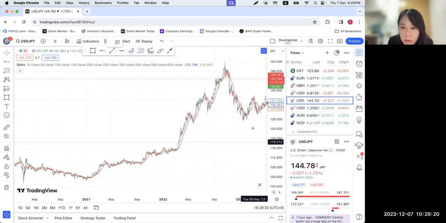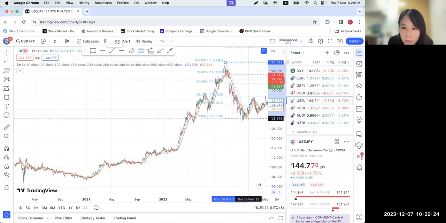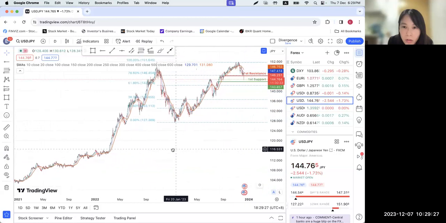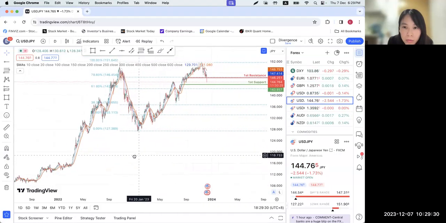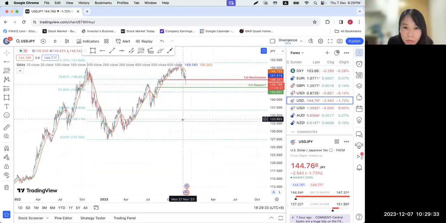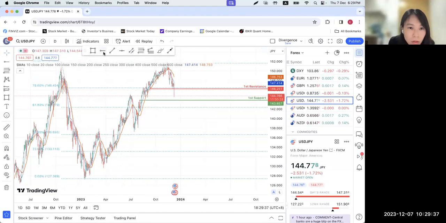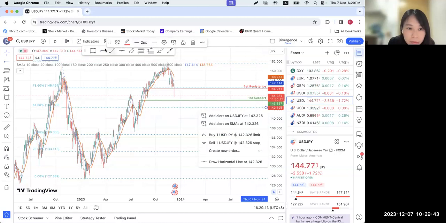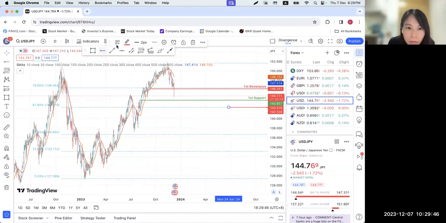Okay, can use this as my second support. You can see the price has started to come down, has broken through the first resistance and also the 78.6 Fibonacci retracement area. It's coming down, touching the first support.